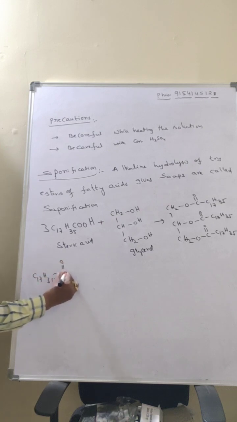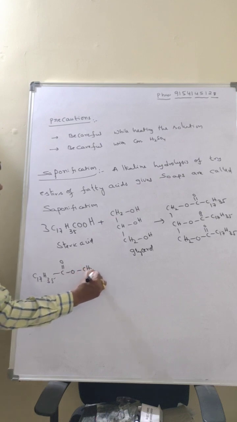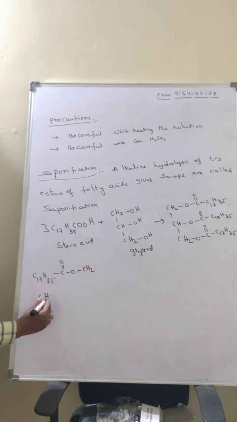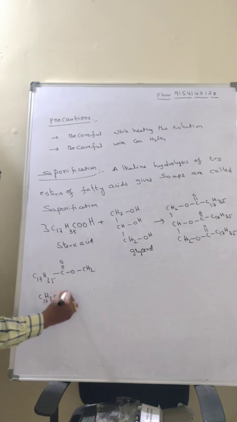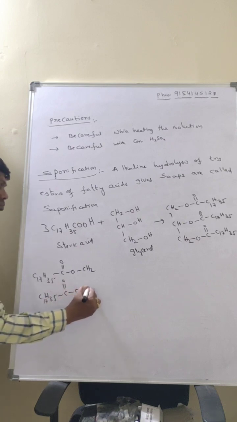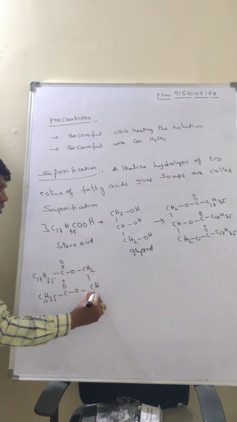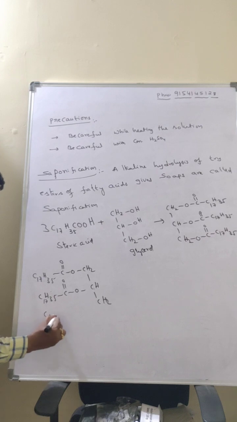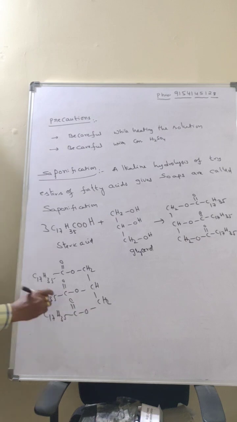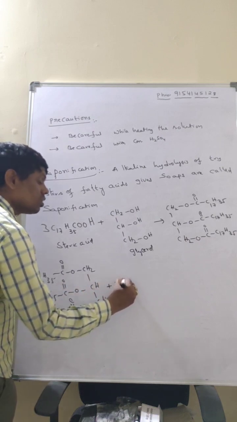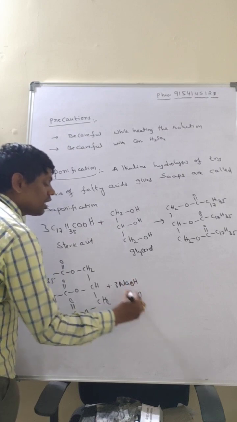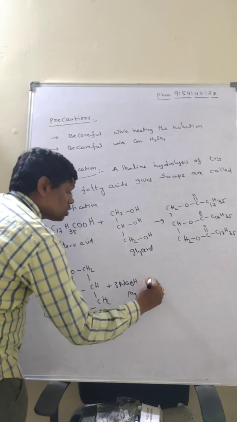The triester, C17H35 C=O-O-CH2, C17H35 C=O-O-CH, CH2-O-C=O C17H35, is dissolved in aqueous NaOH. Aqueous NaOH gives soap.